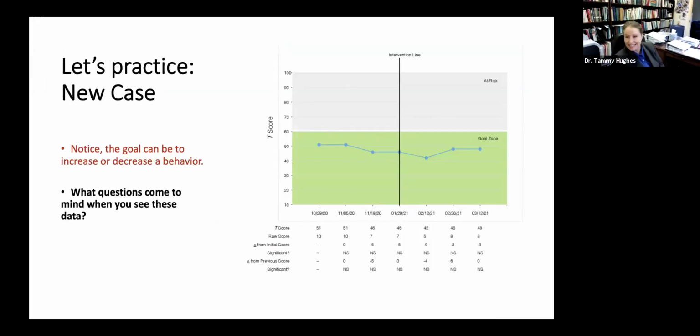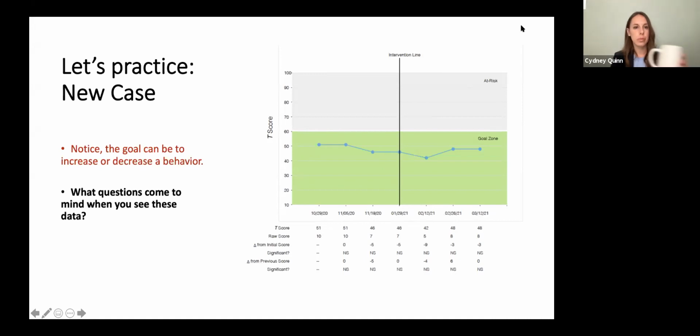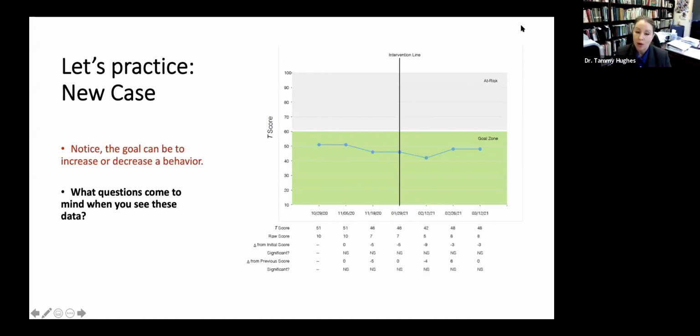So speaking of that, I'm here to show you some cases that are not doing as well. So first thing I want to point out to you all is you can see that the goal zone can either be on top or on bottom. And sometimes that's more intuitive to people. So if things are increasing or decreasing, you can manage that in the program itself. But what I want you to look at for this one is, this is an intervention that you can see was delivered at school from October to March.